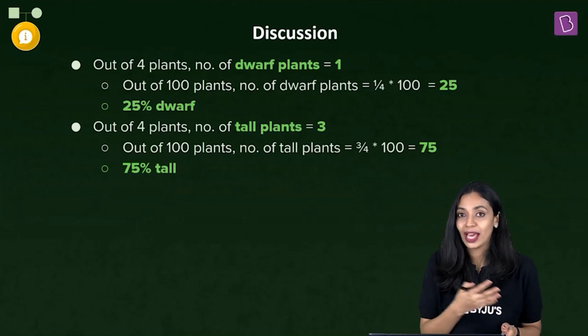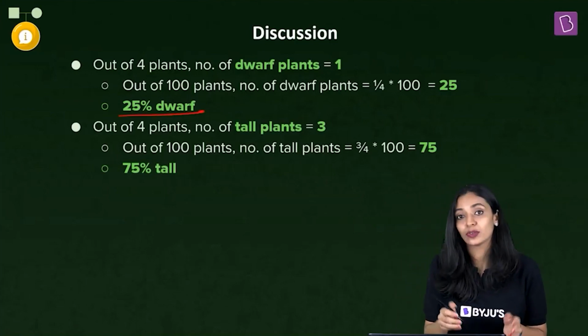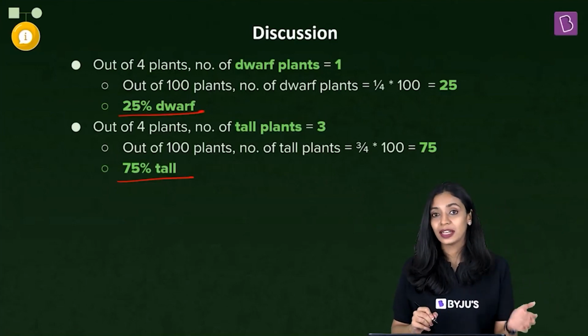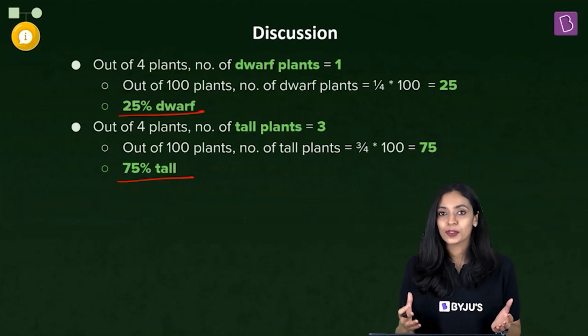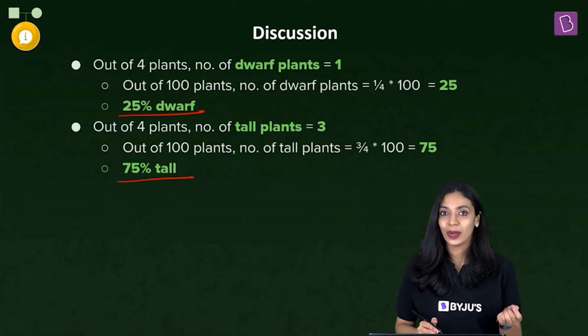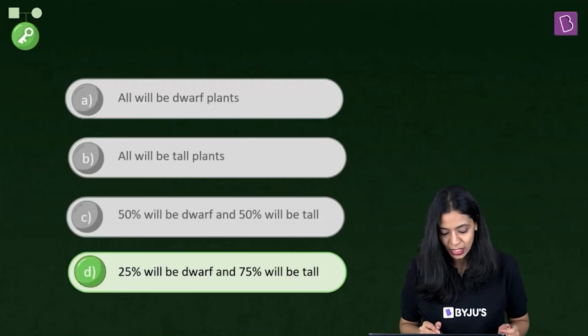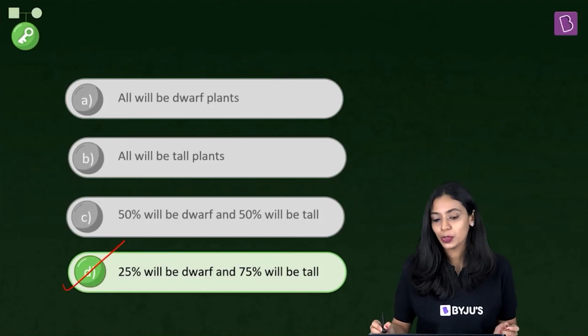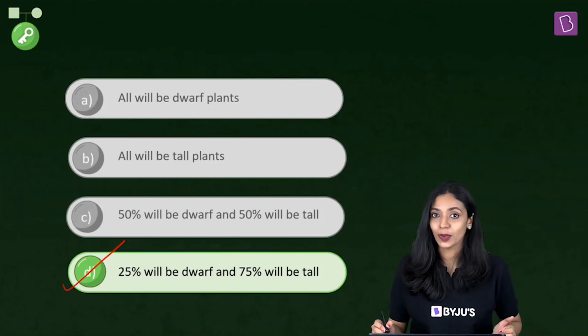If you're calculating the percentage, 25% of the offspring is dwarf, and the remaining 75% of the offspring, 3/4 of the offspring, will be tall. So 75% of the plants will be tall and 25% will be dwarf. So the correct answer to this question is option D. 25% will be dwarf and 75% will be tall.